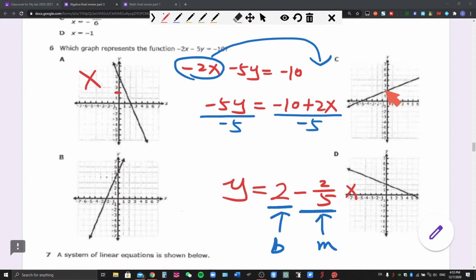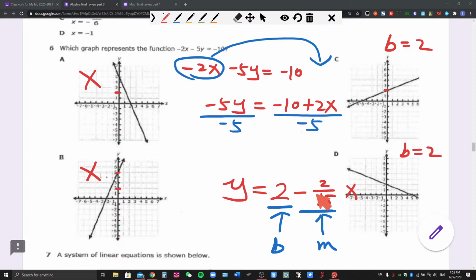And this one, yes, it's at 2. This one crosses at 5, not 2, so this is wrong. And D is correct. It crosses at 2. So B and C and D have the correct b. B is 2, and b is 2. Now, how do we pick from C and D?